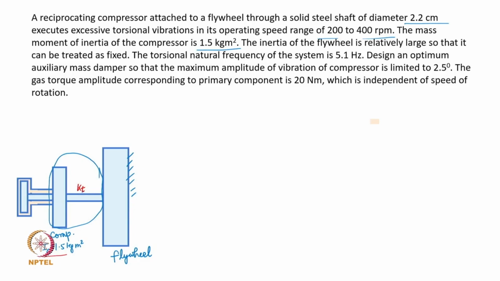The torsional natural frequency of the system turns out to be 5.1 hertz. So that basically means that your P is equal to 5.1 hertz. You can convert that into radians per second. Ensure that all the units are appropriately taken. Okay. Design an optimum auxiliary mass damper so that the maximum amplitude of vibration is limited to 2.5 degrees.